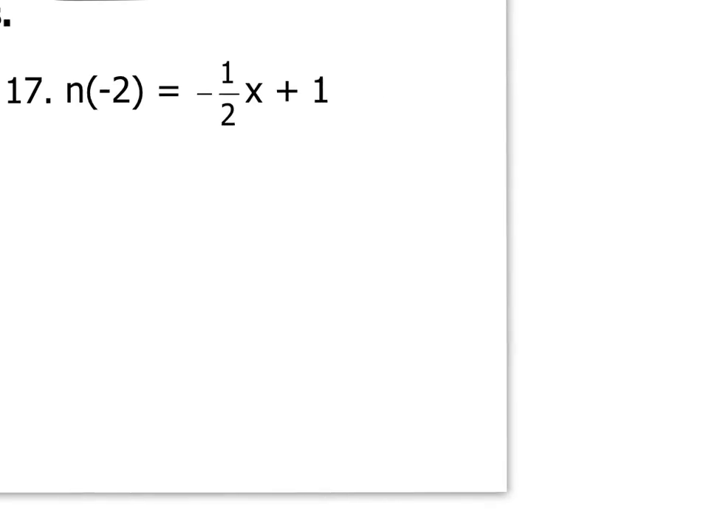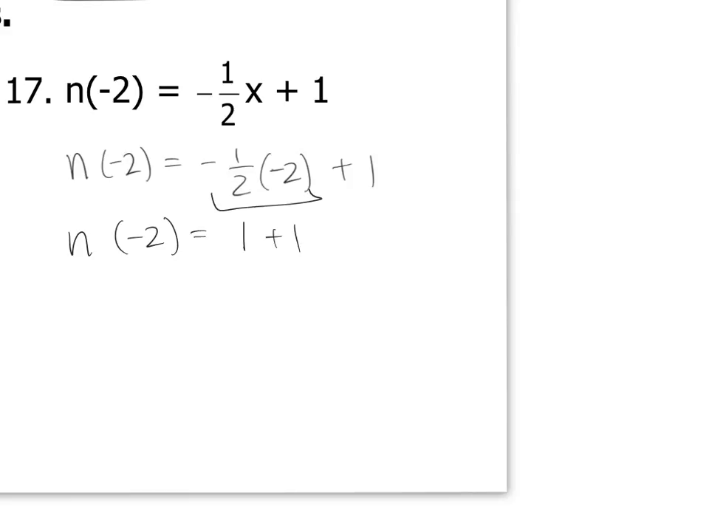Last one, fraction. n of negative 2 is going to be the same as sticking that negative 2 in for x. And then, of course, we'll have to add 1. A negative times a negative is going to be positive. What's 1/2 of 2? Well, it's 1. So it's going to be positive 1 for the first term plus 1. So that's going to be n of negative 2 equals 2 altogether.